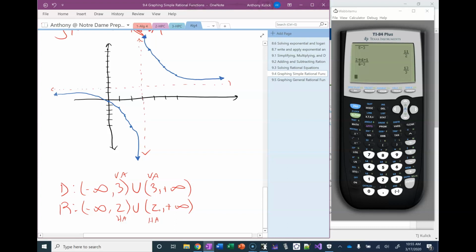But that's basically it. So that should be pretty easy to handle, guys. There's not a lot going on there. So that should be good.